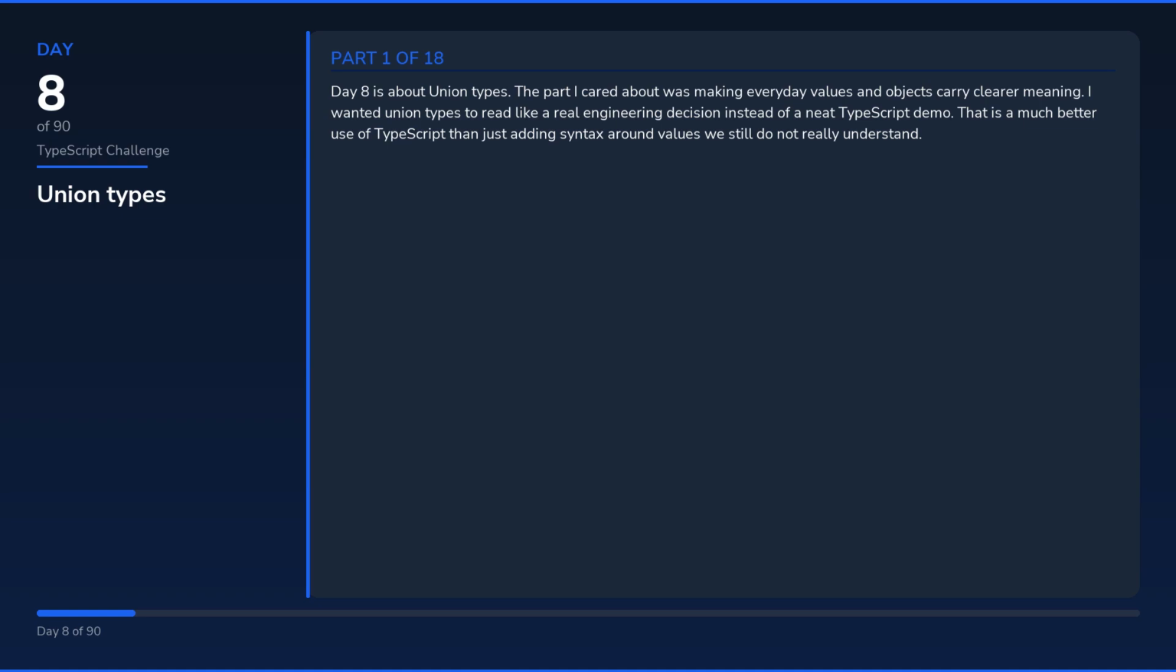Day 8 is about union types. The part 1 cared about was making everyday values and objects carry clearer meaning. I wanted union types to read like a real engineering decision instead of a neat TypeScript demo. That is a much better use of TypeScript than just adding syntax around values we still do not really understand.